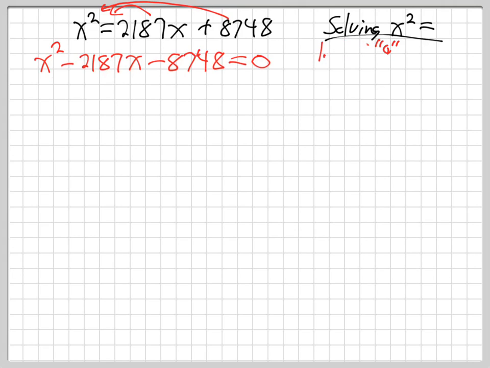That's what we always do. So you got to get really comfortable with that. It's going to come up a lot. Whenever you've got x squared with an equal sign, step 1, get a 0 on one side. So we've got a 0.